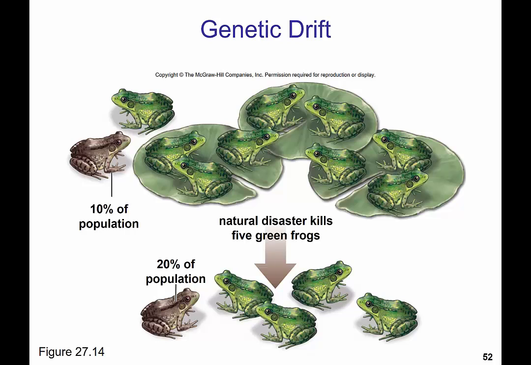If we're looking at this concept of genetic drift, and we have a population of frogs, and a natural disaster kills over half of the green frogs, in this former situation here on the top, this darker frog was only 10% of the population. After the natural disaster, it becomes 20% of the population. So that's going to change the allele frequency.